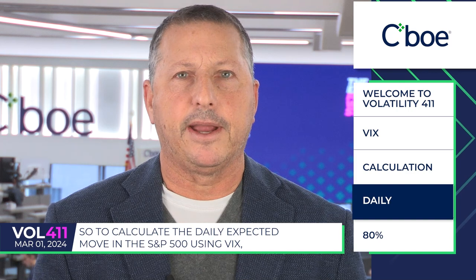The VIX uses calendar day annualization rather than trading day annualization. So to calculate the daily expected move in the S&P 500 using VIX, we'd take the VIX and divide that by the square root of 365. So with the VIX at 18, the daily expected move in SPX is about 0.94%.